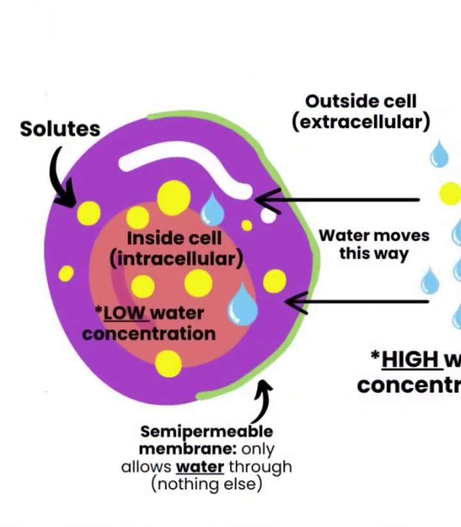So let's look at this illustration. Here on the outside of the cell, or extracellular part of our cell, there is a lot of water, but there's not a lot of solutes. So it has a low osmolarity on that extracellular fluid. But on the inside of the cell, notice there's a lot of solutes, but not a lot of water. So it has a high osmolarity in there.